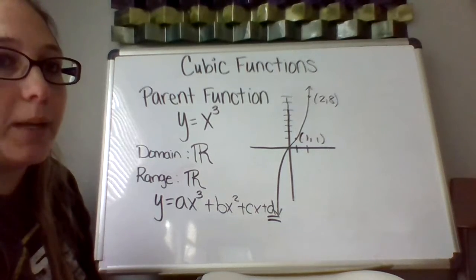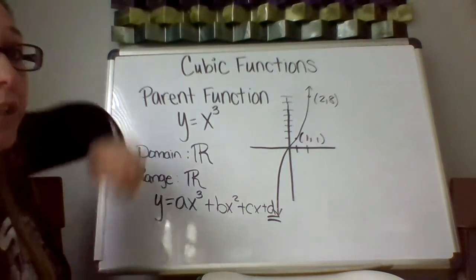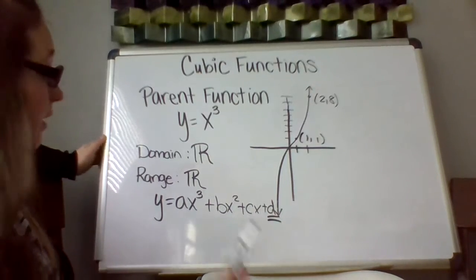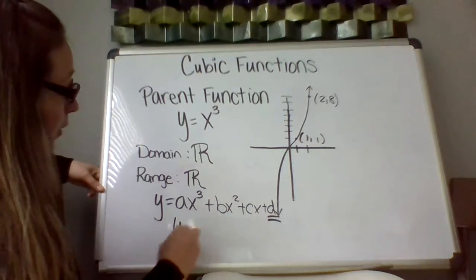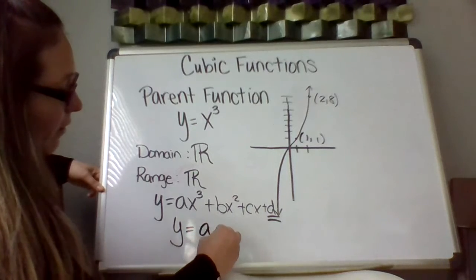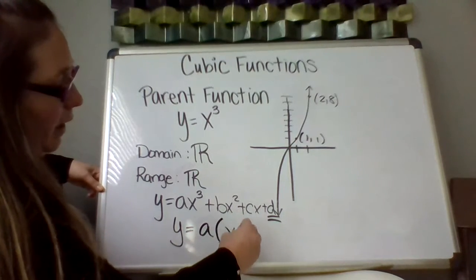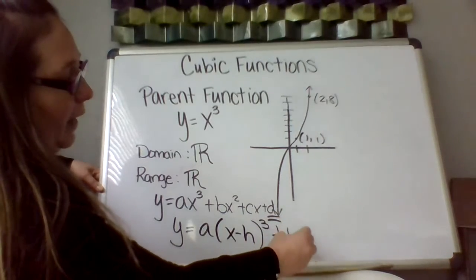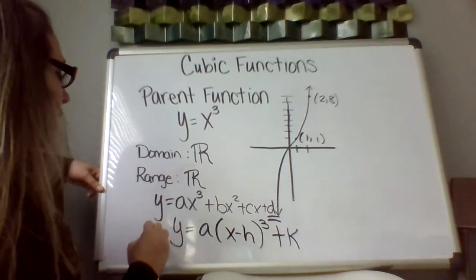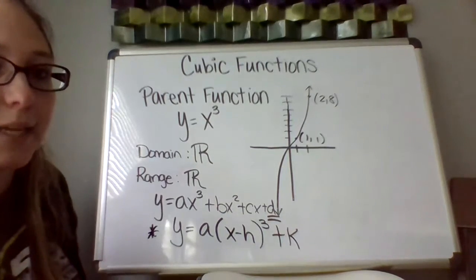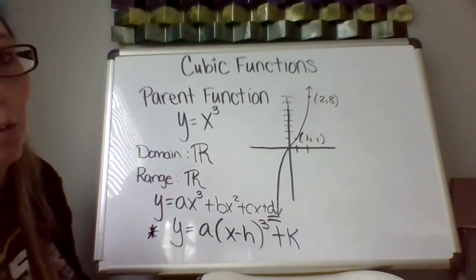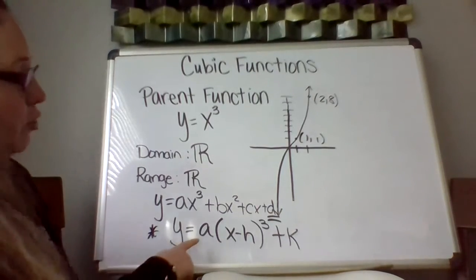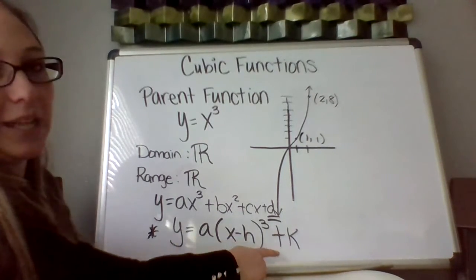When we do transformations, though, we usually see it in vertex form, which is very similar to vertex form in quadratics. And so for vertex form, we get y equals, we're going to have an A on the outside, x minus h, but we're going to have cubed plus k, okay? So we're going to use this a lot in lesson 3 when we're finding out, well, how can I move the parent function? What does A do? What does H do? And what does K do?